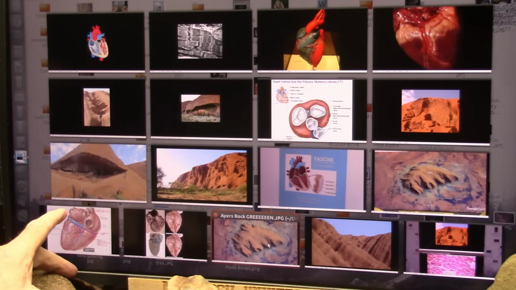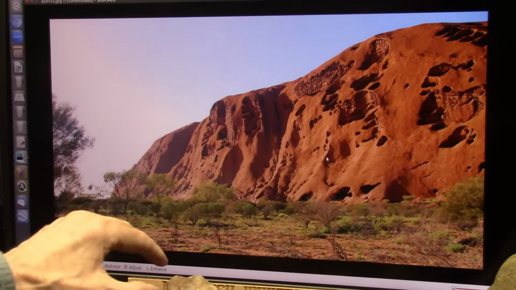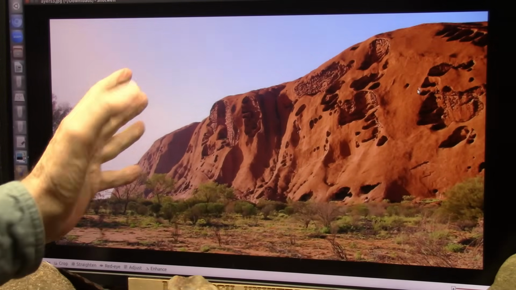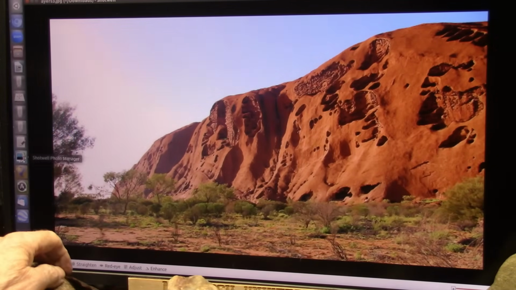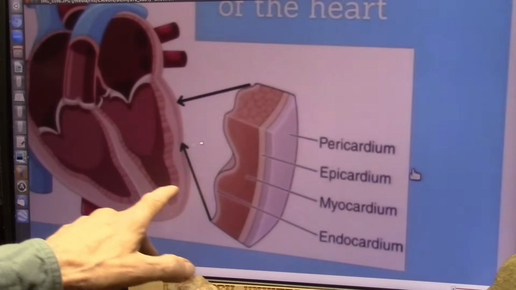Now, this is just another shot of that. This is just a shot up the wall. And it's got a coating on it, which well, as a matter of fact, hold on. Here it is right here. This is what the coating is on the heart.